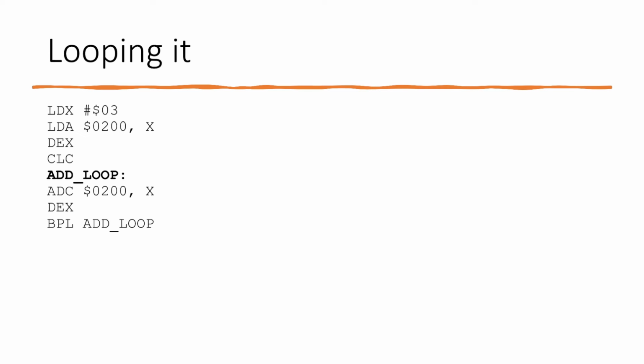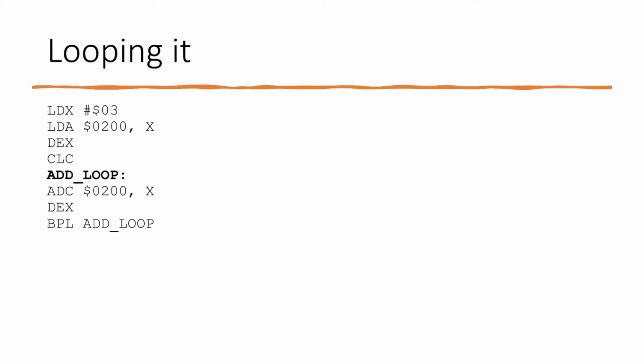Next after this, we do the addition with carry. We are adding the value from the location 200 plus X, so 202, decreasing the X, and then comes the important instruction. BPL means that we are going to be branching when the value is positive. This means that your command is going to be going back to the add loop location, so the label that you have put inside your program, if the result of the previous command was positive.